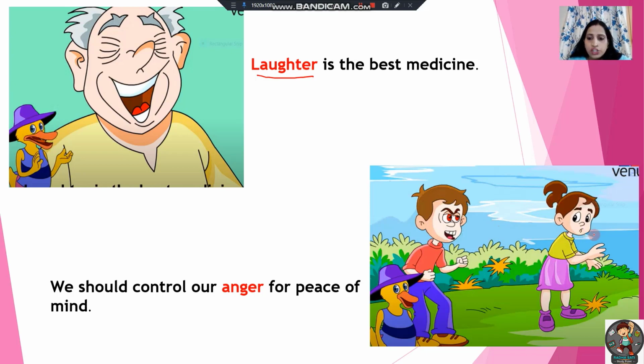Similarly, look at this sentence. We should control our anger for peace of mind. So here the word anger, gussa, is also one action. This is one word that we use to show our action. So this will also be an example of abstract noun.